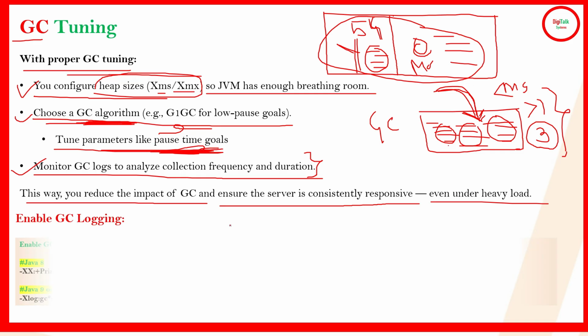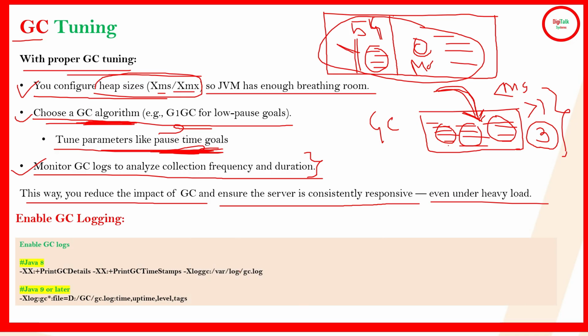Now to enable GC logging, you need to add certain parameters at the JVM level. Up to Java 8, the parameters are PrintGCDetails, PrintGCTimeStamps, Xloggc, and then the location of the log file. You need to add all three of these parameters to the JVM. Once your server starts up, it will create this log file in that location, log all the GC details, and you can use this log file for tuning purposes.